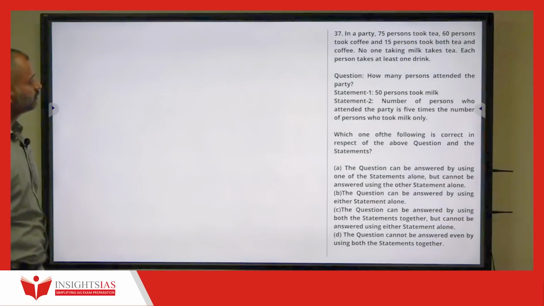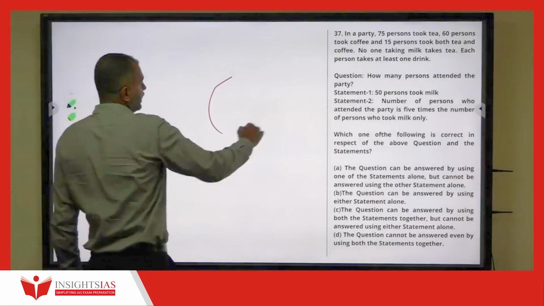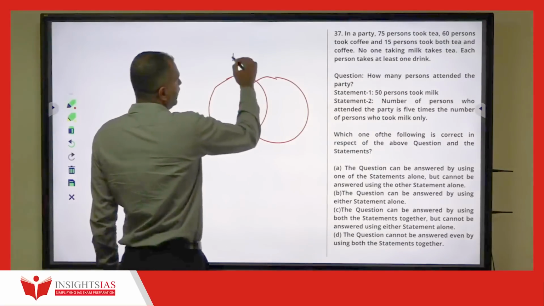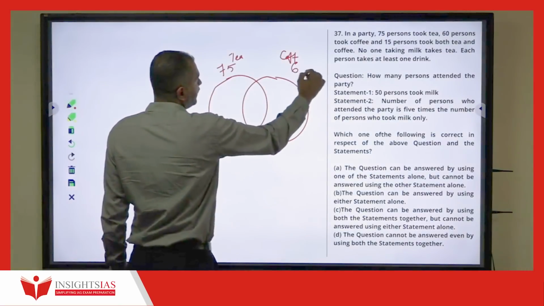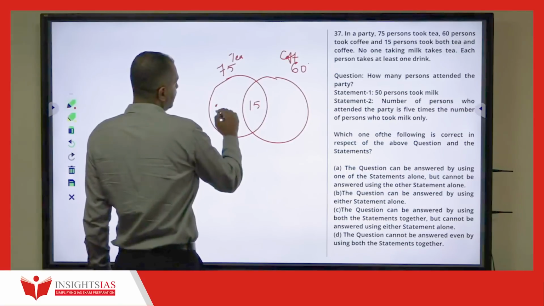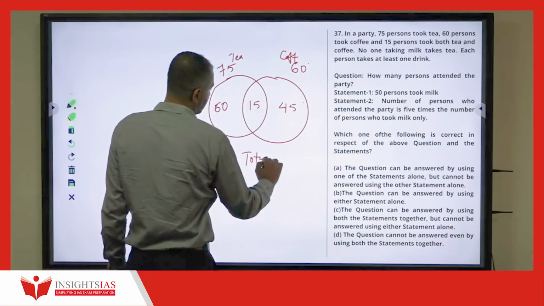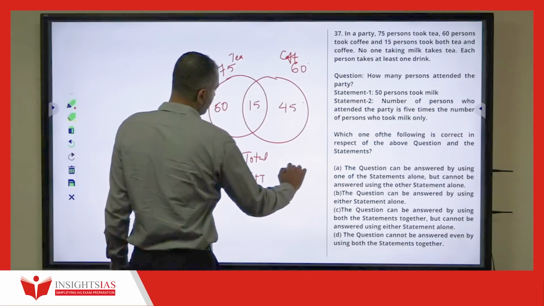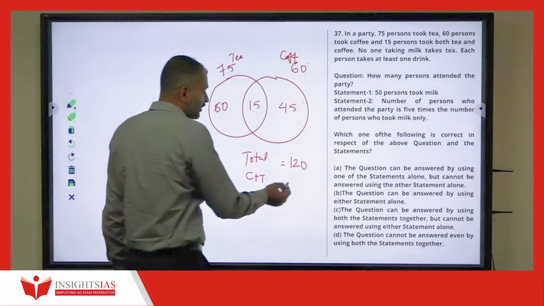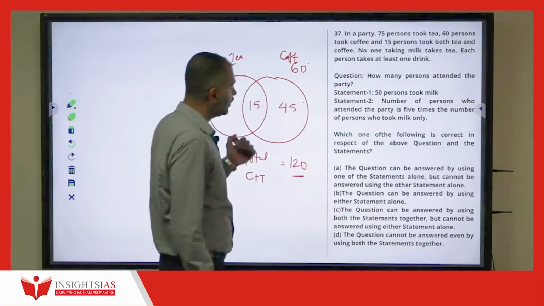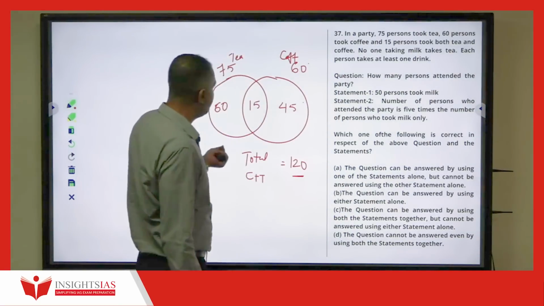Now, this question. We can do the Venn diagram here. This is tea. This is coffee. Total has to be 75, this has to be 60, both has to be 50. So this is 60 and this is 45. So the total coffee plus tea is equal to 120, and we do not have any idea about the milk. How many people attended the party? The people who attended the party are drinking one thing or the other, at least one drink. Now, 50 people took milk.